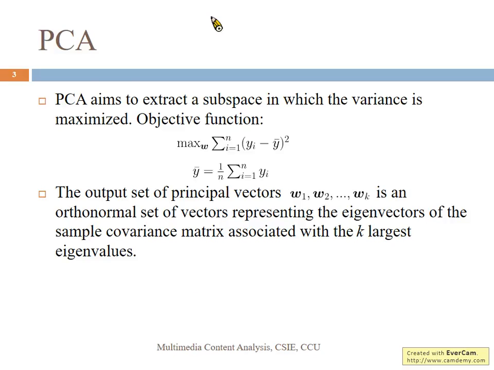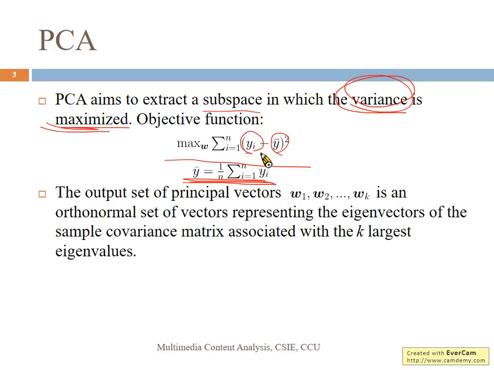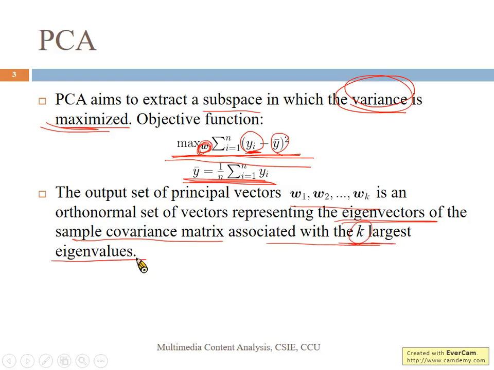So let's revisit PCA. PCA aims to extract a subspace in which the variance is maximal. So we want to maximize the variance, and the objective function is this. yi is the sample data point, and y bar is the average, that is the average face, and yi is one of the face images. We want to find the best basis vectors W such that they constitute a space and maximize the variance of the projected sample data. The principal vectors W1 to Wk are an orthonormal set of vectors representing the eigenvectors of the sample covariance matrix associated with the k largest eigenvalues.